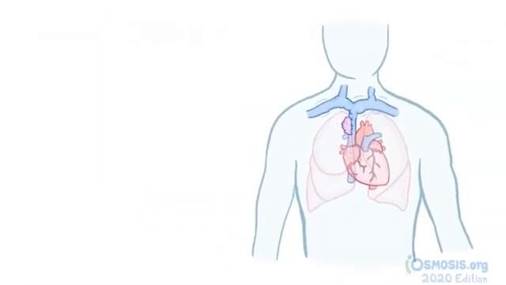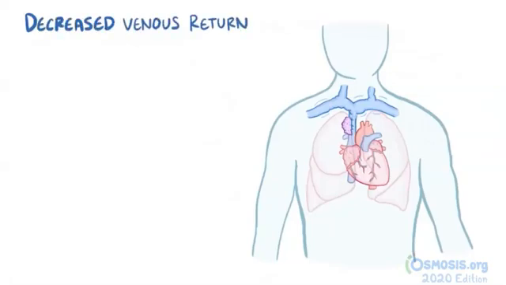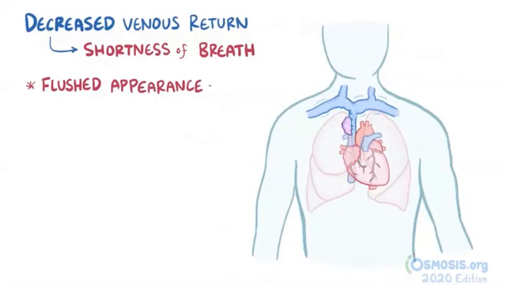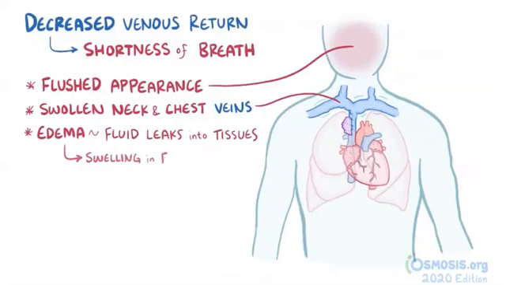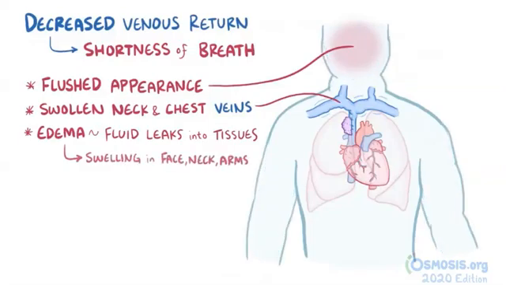Symptoms of superior vena cava syndrome relate to the blockage in venous blood flow. When there's a decrease in venous return, meaning less blood gets back to the heart, then that means that less blood's getting pumped to the lungs, and this leaves individuals feeling short of breath. Meanwhile, the backup of venous blood and venous stasis gives individuals a flushed appearance, as well as a swollen neck and chest veins. It also causes edema, where fluid leaks out of the blood vessels and into the surrounding tissues, resulting in swelling of the face, neck, and arms.